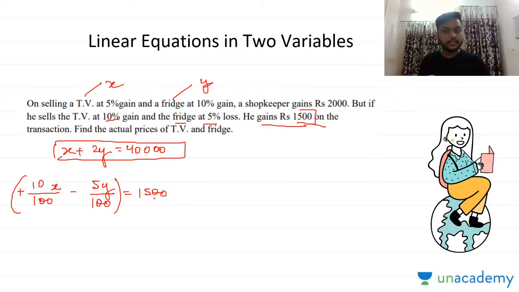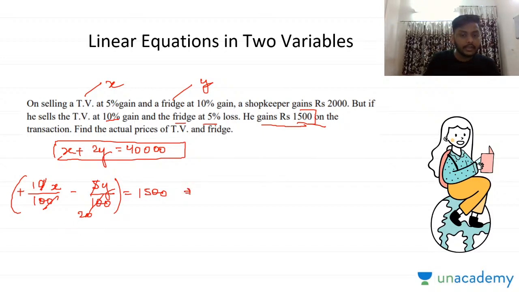Am I clear with this or not? Everyone tell me, guys. You got the point till here? Are we clear with this? Okay. So I am saying 10x upon 100 minus 5y upon 100 is 1500. Again, let's cancel this 0 with this 0. This 5 20 times. So now you will be getting what, guys?